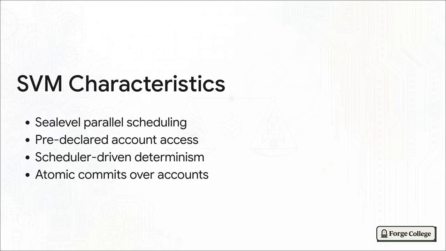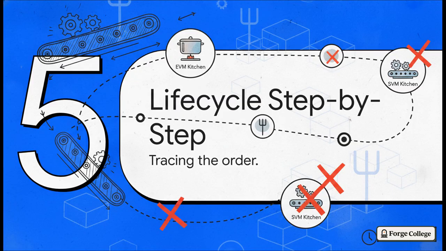By forcing developers to provide this transaction metadata upfront, the SVM shifts a huge amount of complexity away from the execution layer itself and pushes it onto the scheduler. The scheduler acts as the kitchen expediter, identifying conflicts instantly. It achieves determinism by aggressively rejecting or delaying conflicting transactions before a chef even picks up a knife. It's incredibly fast, provided you tell it exactly what you plan to touch. Section 5. Lifecycle step-by-step. Tracing an order through the kitchen.